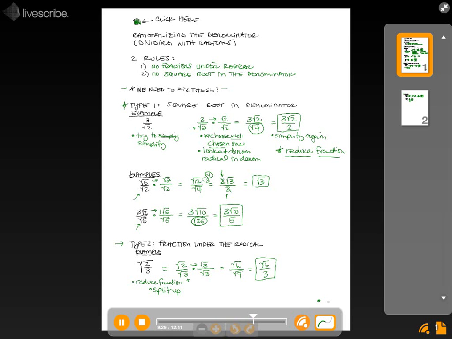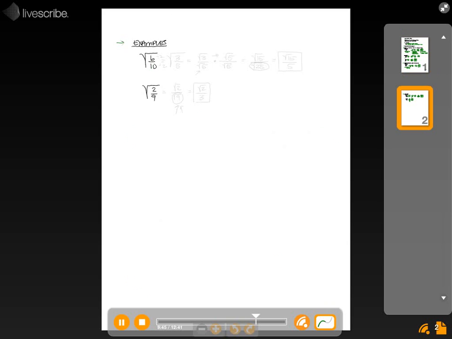Okay? Everything's the same on this one, except for the fact that you have to reduce the fraction first and then split it up. But then it follows the same rules as the other type, a square root in the denominator. Let's go on to our 2 more examples, and then we'll be done. So we have 2 more examples here. The first one is the square root of 6 over 10.